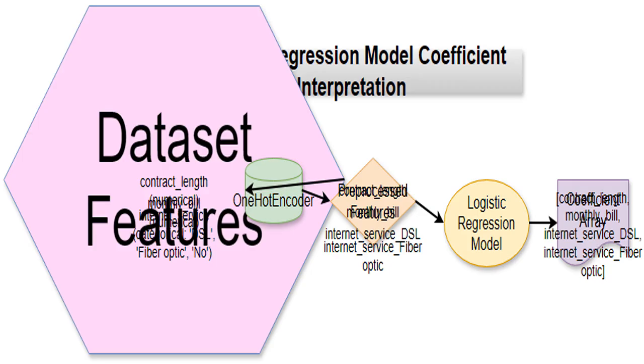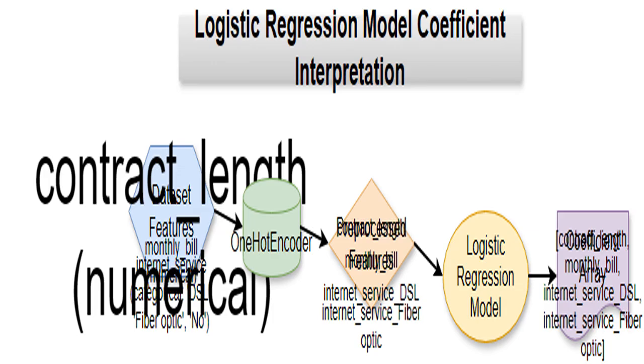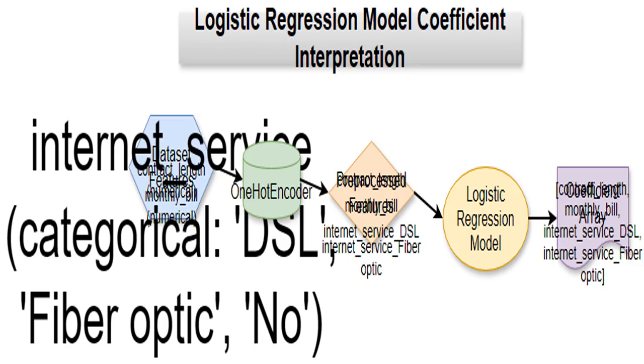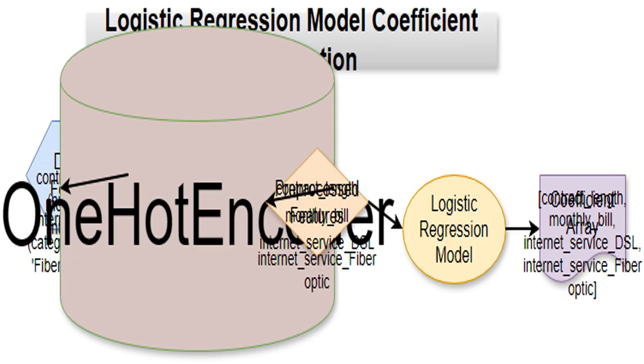I'm looking at the features used to train the model. We have numerical data on contract length and monthly bill, and a categorical feature for internet service type. This is a numerical variable representing the length of a customer's contract, for example, in months. This represents the customer's monthly bill amount, a numerical value. This categorical variable tells us what type of internet service the customer has: DSL, fiber optic, or no internet service. This is a technique I use to prepare the categorical internet_service data for my logistic regression model.